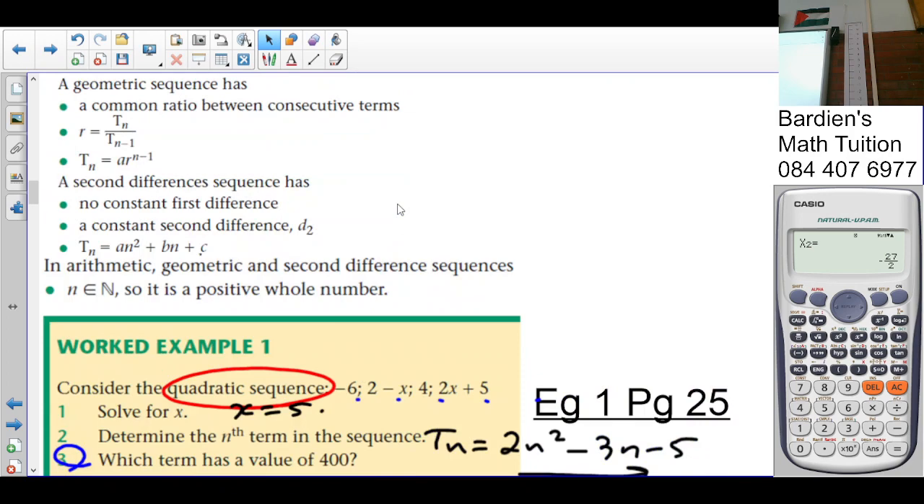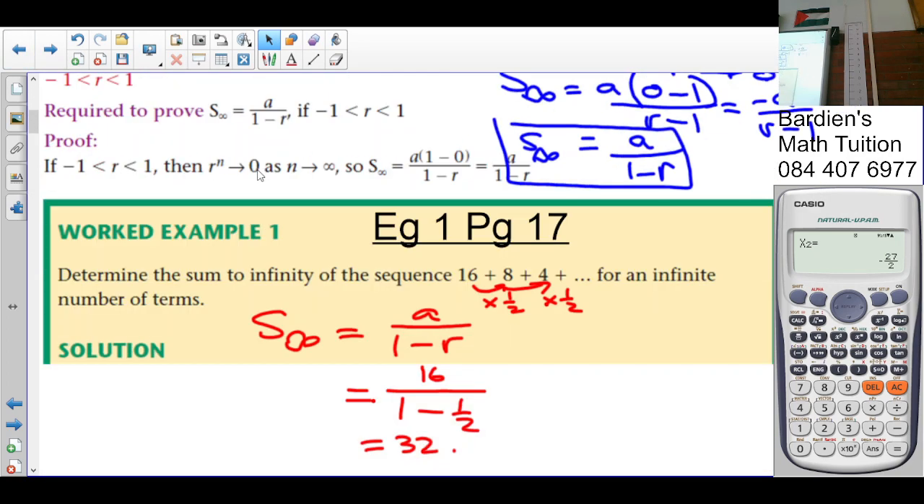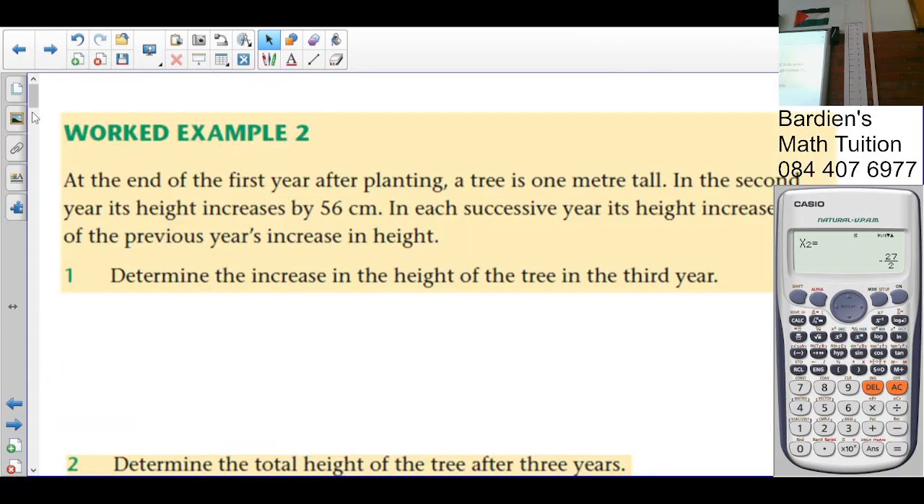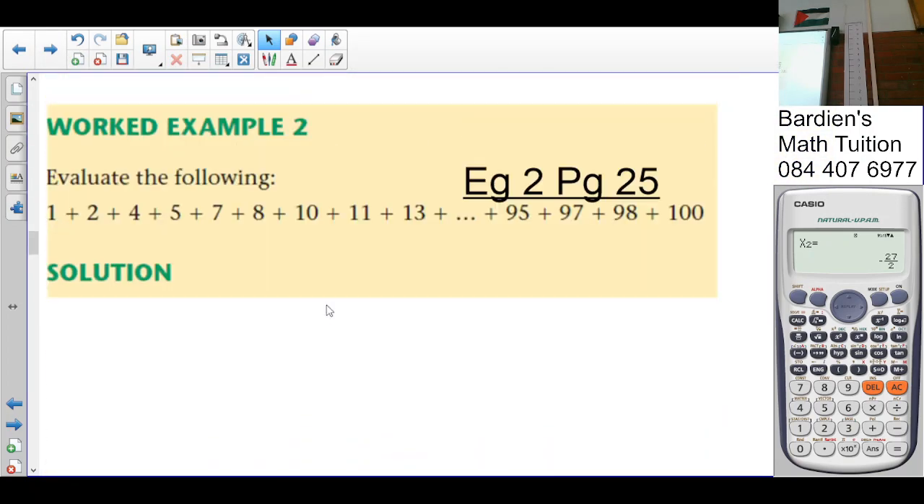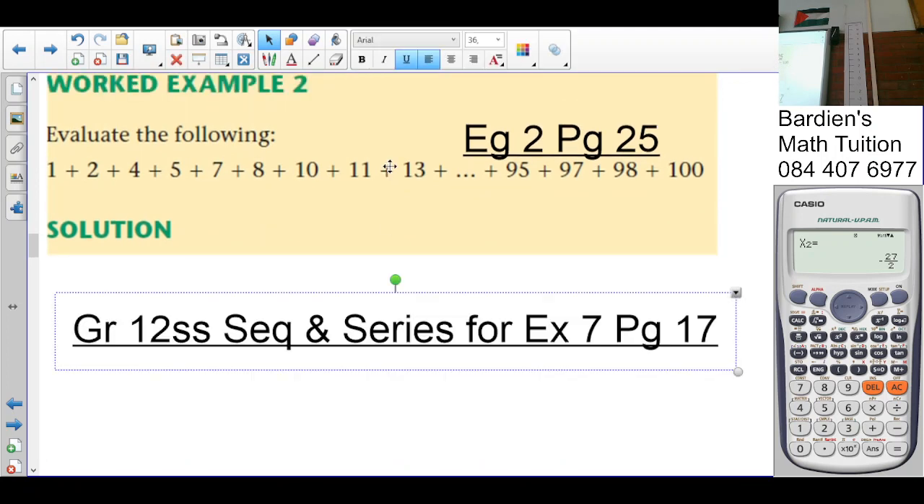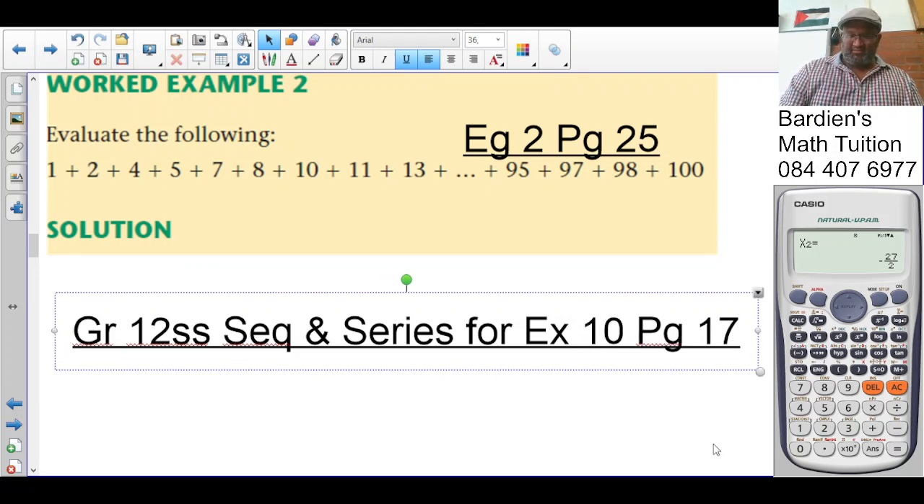Yes, I forgot to bring that down. Let's get it quickly. So this is the examples for exercise 10 on page 27. Okay.